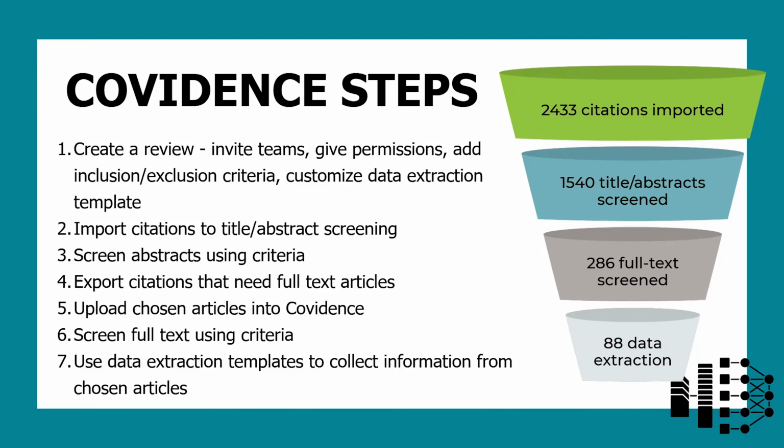So it could look like 2,433 citations imported, all of them were screened and or deduplicated. Then you had 1,540 that were screened in the title abstract, and then only 286 got to the full text. And then from there, you're wanting to extract data from 88. These numbers were taken from the scoping review I did a couple years ago.